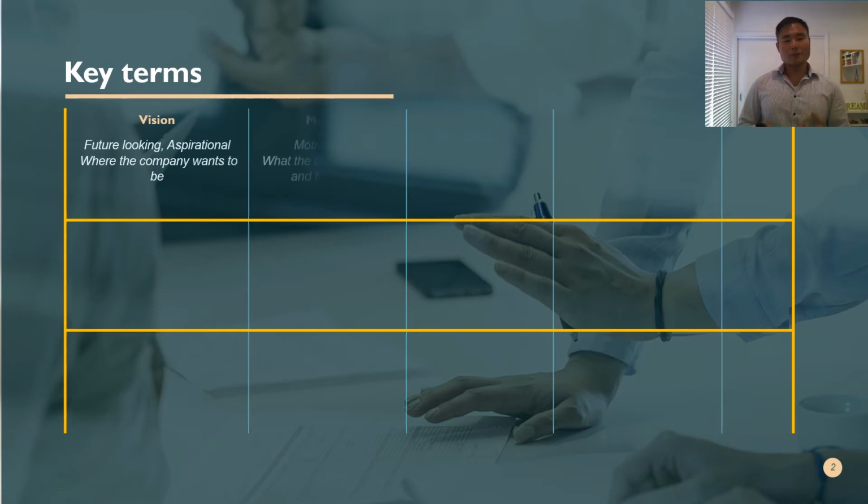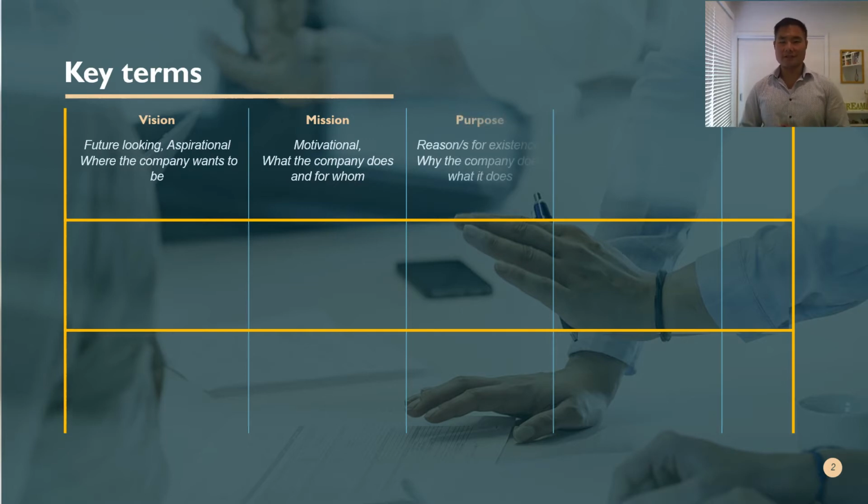Now, something that's a little bit more specific than a vision is a mission. So we've gone from something that's aspirational to something that is motivational. So mission is motivational. It's what the company does and for whom, whereas a vision is where the company wants to be. Right, so we've gone vision, mission, and then we become even more specific when we start to talk about things like purpose. So a purpose is the reason for existence, why the company does what it does. And so you can see how these concepts are very much blurry because they're all aligned in some way, but they're also distinct in their own right.